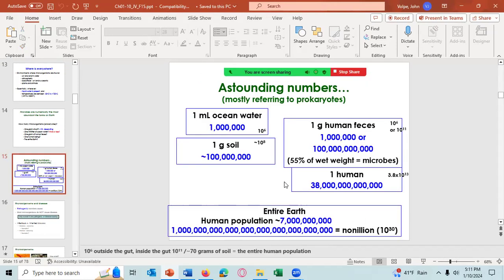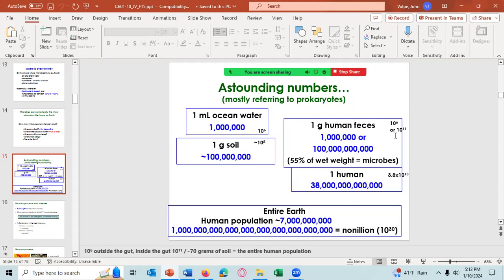So 1 gram of ocean water has about 1 times 10 to the 6 prokaryotic cells in it. 1 gram of soil, on average, about 1 times 10 to the 8th. And like I said, it does depend on the organic matter in the soil and the water in the soil. And the least you'd have would be something like 1 times 10 to the 6 for desert soil and very low organic matter.